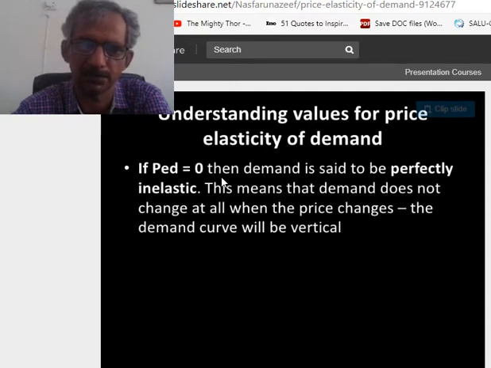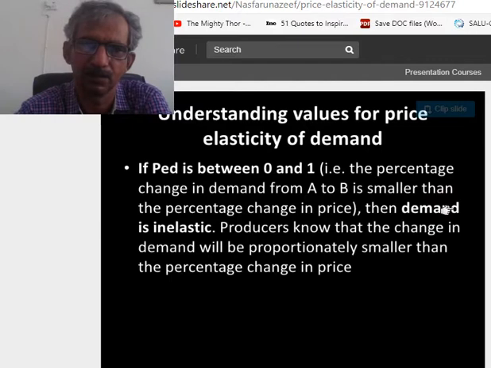So if the price elasticity of demand is 0, if our answer is 0, then the demand is said to be perfectly inelastic. This means that demand does not change at all when the price changes. The demand curve will be a vertical line.